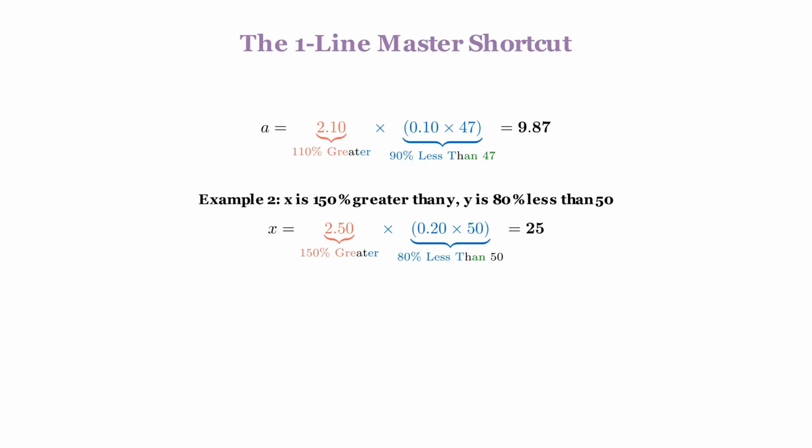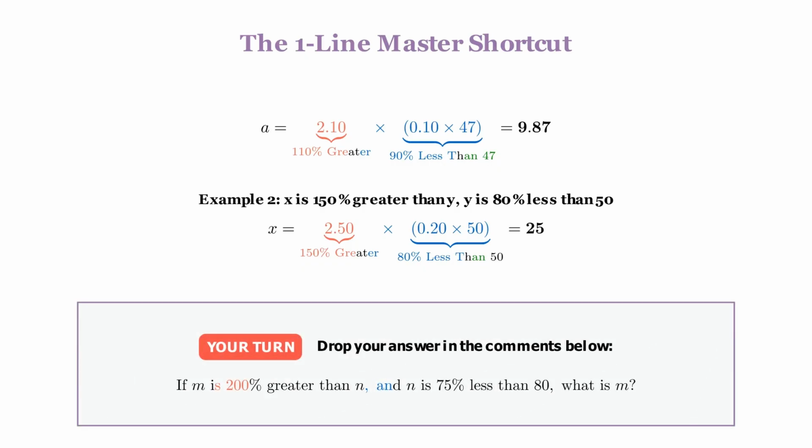See, that is how easy it is if you know and get some practice with this formula. Now it is your turn. Put this one-line shortcut to the test with this final question. If m is 200% greater than n and n is 75% less than 80, what is m? Use the same method we used and find the answer.